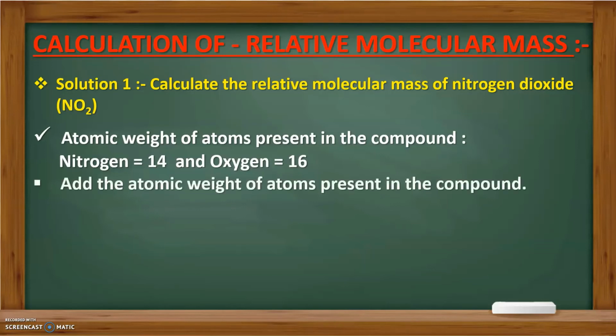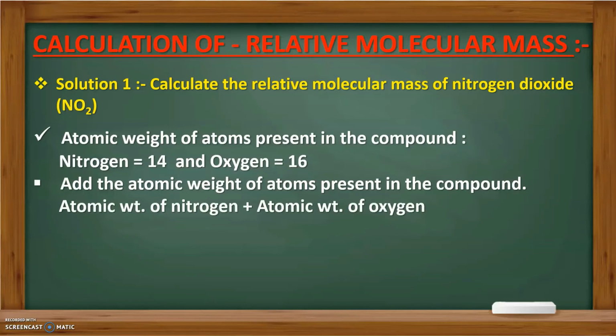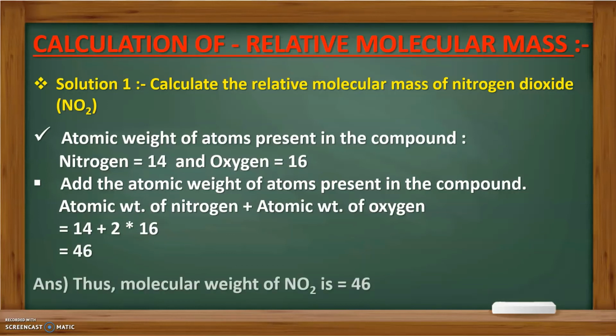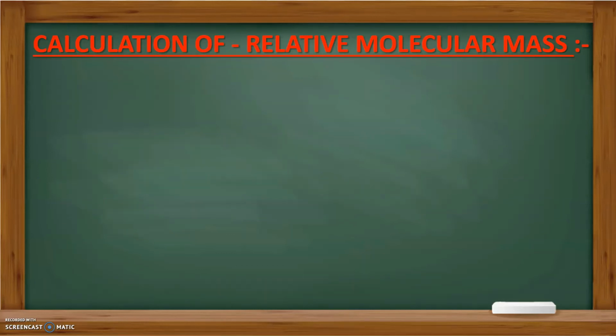Then we add the atomic weights of the atoms present in the compound. So, atomic weight of nitrogen plus atomic weight of oxygen is equal to 14 plus 2 into 16. The reason we multiplied by 2 over here is because there are 2 oxygen atoms present in the compound. Thus, the final answer is 46 and the molecular weight of nitrogen dioxide is 46.